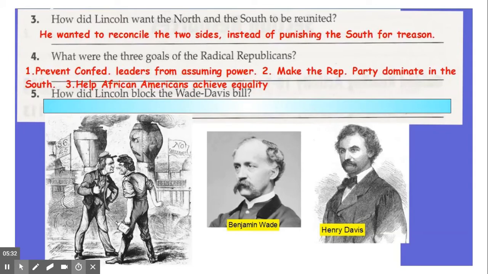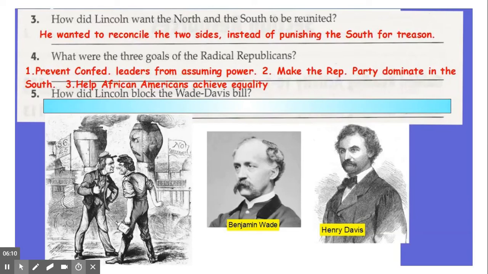Let's talk a little bit about the Wade-Davis bill. You can see these two men pictured below here. You have Representative Benjamin Wade and Representative Henry Davis. In the summer of 1864, before the Civil War even ends, these men and many of their followers in Congress were trying to get a bill passed. It's kind of like their form of Reconstruction, but it never really came to be because obviously Lincoln is going to block this.